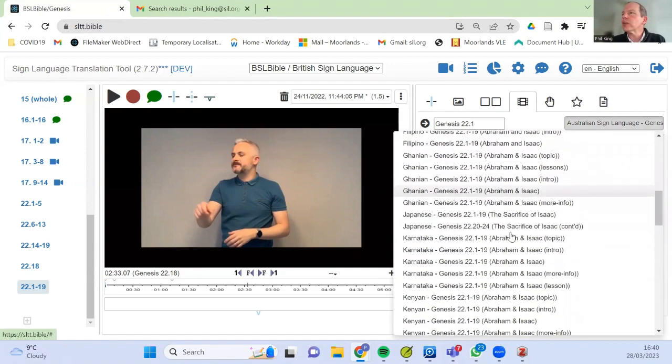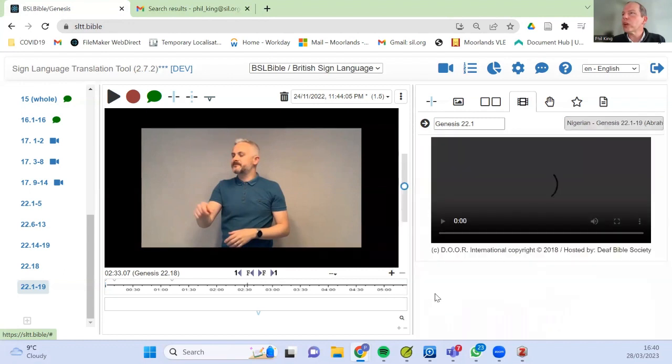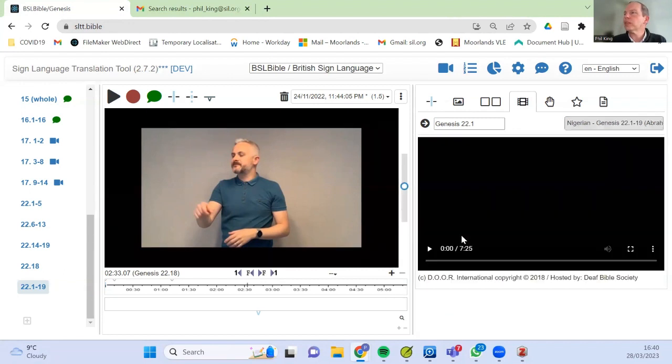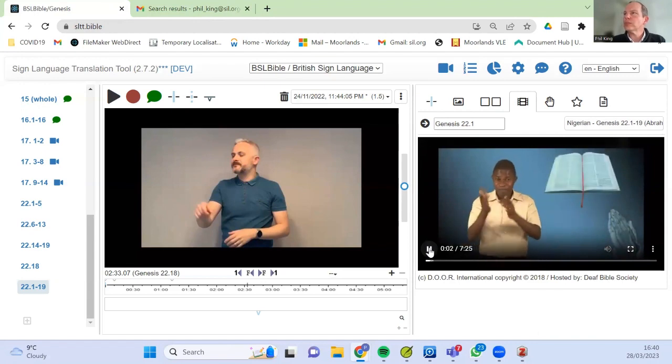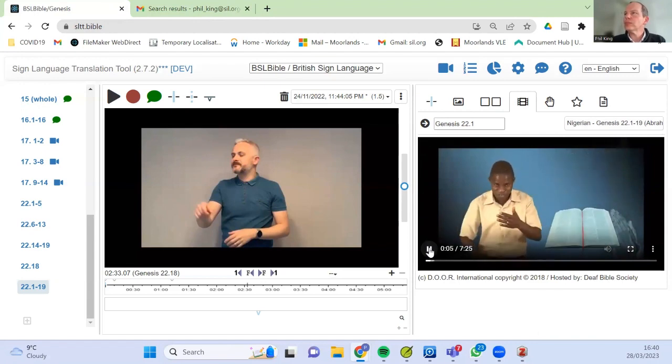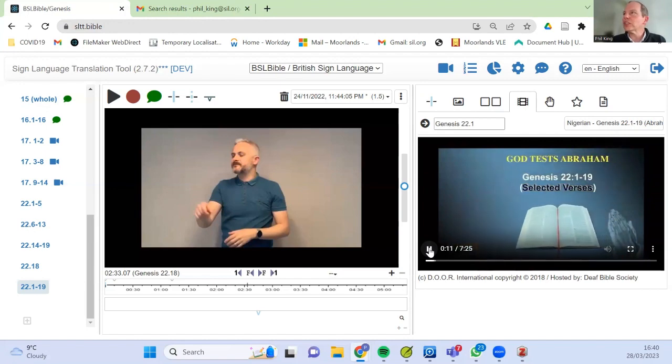So like we could look down here, we've got a Nigerian Sign Language example. Let me see if I can find the right one here. That's the introduction to the story, the heading for the story.